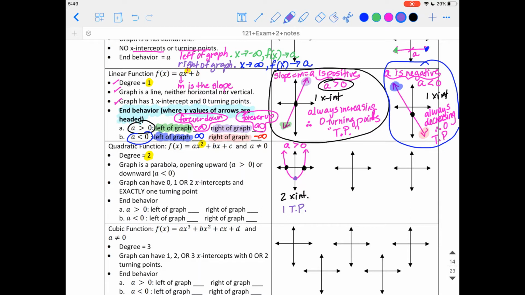Now, we can also have a is less than 0. So if a is less than 0, we can have this type of graph right here.